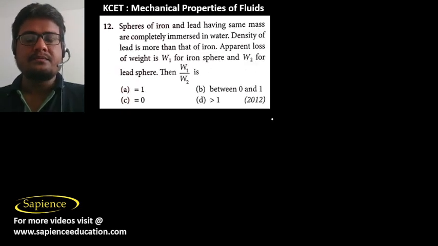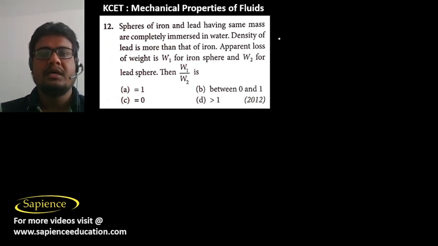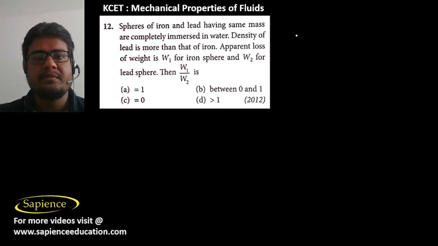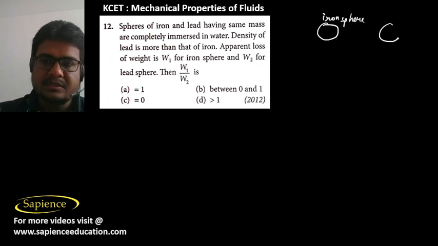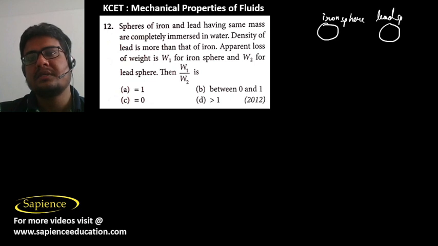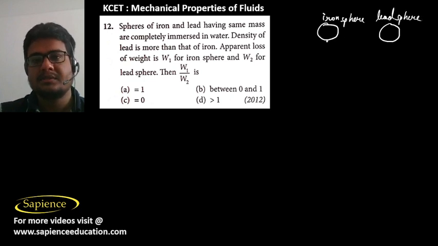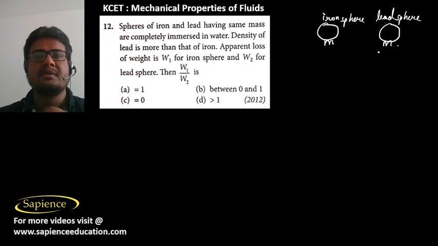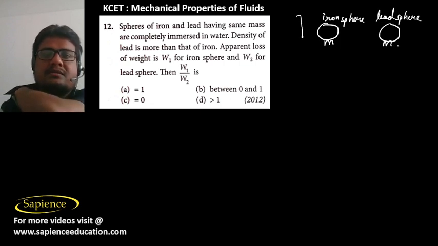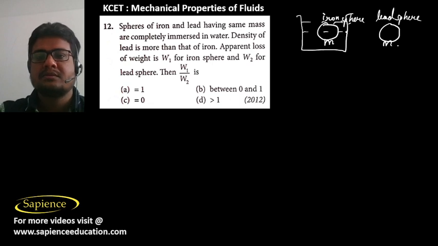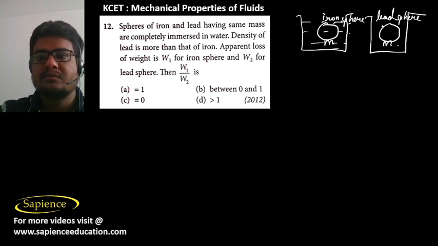Then it is told that spheres of iron and lead having the same mass are completely immersed in water. This is the iron sphere and this is the lead sphere, having the same mass. So here the mass and here the mass is the same. They are completely immersed in water.